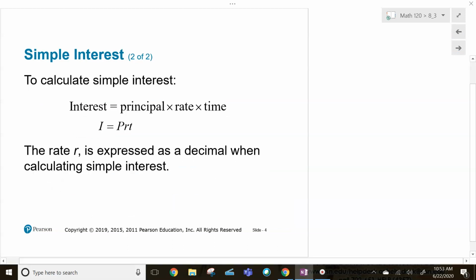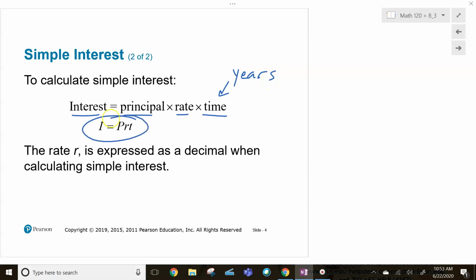So simple interest is the principal, how much you borrow if you're borrowing, times the rate, that percentage, which you have to put in as a decimal, times your time, and this is in years. Your time is in years here, okay? So interest is principal, capital P, times rate as a decimal, times time in years.